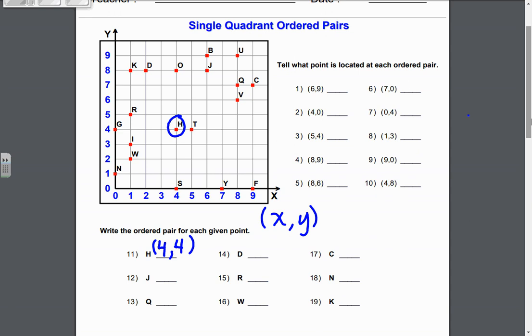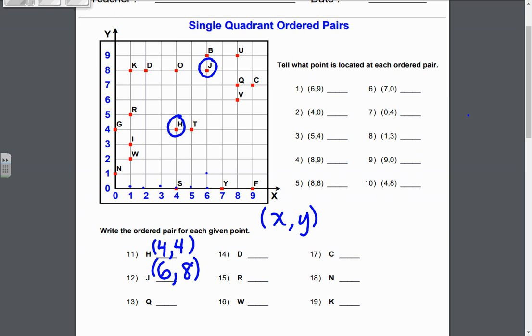So let's find the point J for number 12. J is here. Well, what coordinates would we give for J? If I, again, was playing Battleship, where would I find the point J? Well, I would go over 1, 2, 3, 4, 5, 6, and then up 1, 2, 3, 4, 5, 6, 7, 8. And you would find the point J. So that means that I go over 6, up 8, and that is the coordinate J.